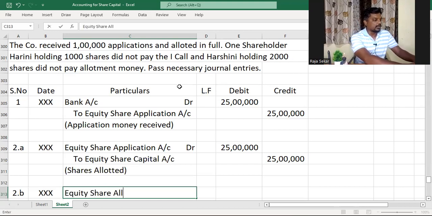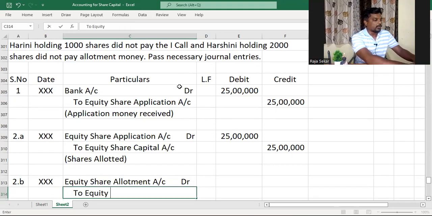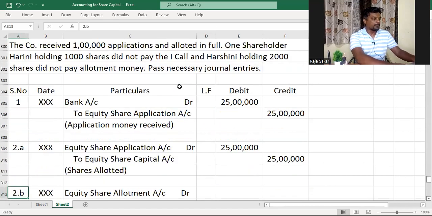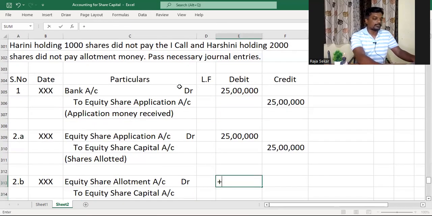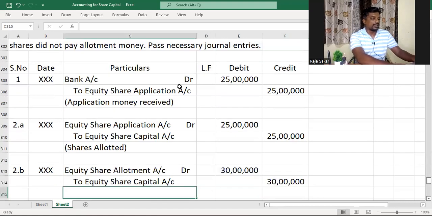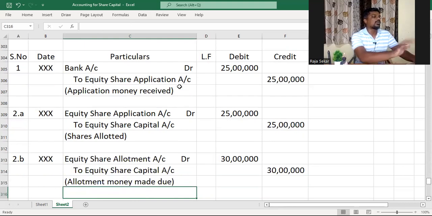Equity share allotment account debit to equity share capital account. And that is how much, my dear children? I think it was 30 rupees in allotment, right? Yes, 30 rupees in allotment. Number of shares allotted into allotment money per share, so that will be 1 lakh into 30, 30 lakhs. Allotment money made. So we're done with that.